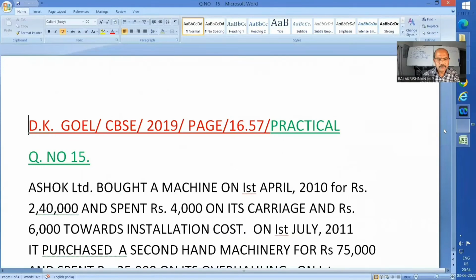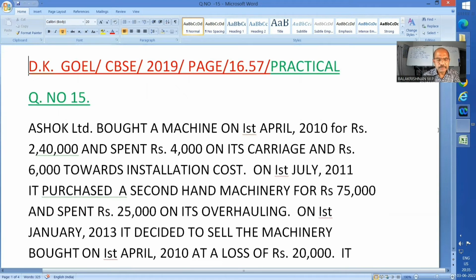Thank you. Well, students, the first question of the day is question number 15, page 16.57 of DK Goel CBSE 2019 edition. I'm reading out the question for you. Those of you who need it to be written, kindly do so, so that for future reference also it will be helpful to you. Well, it's like this.